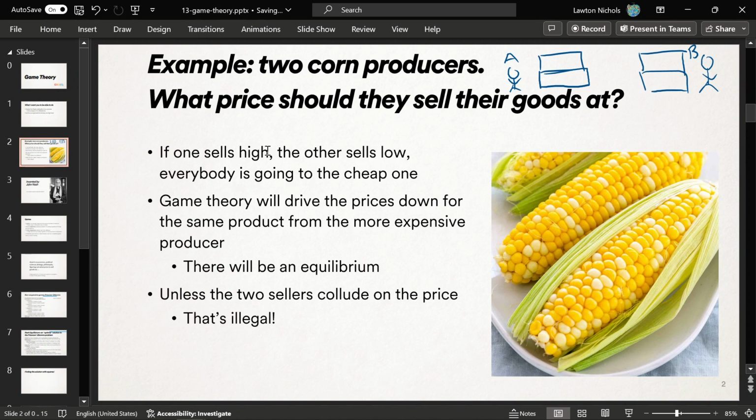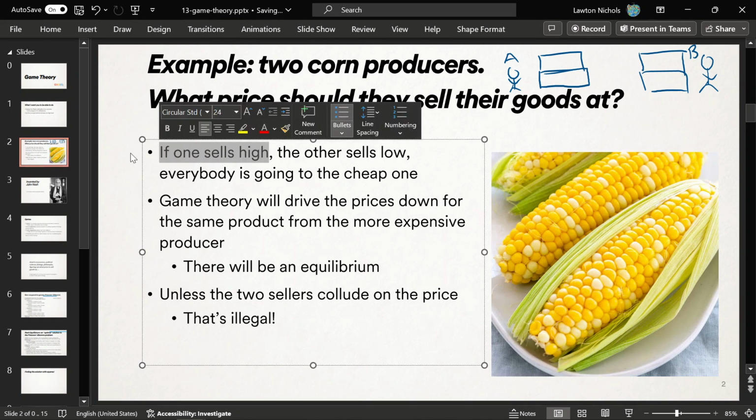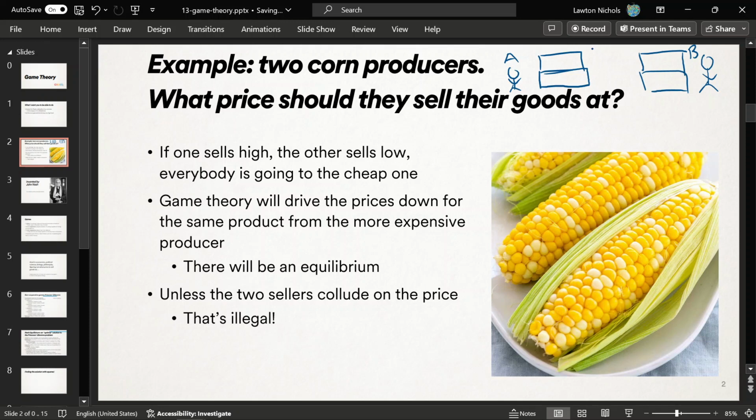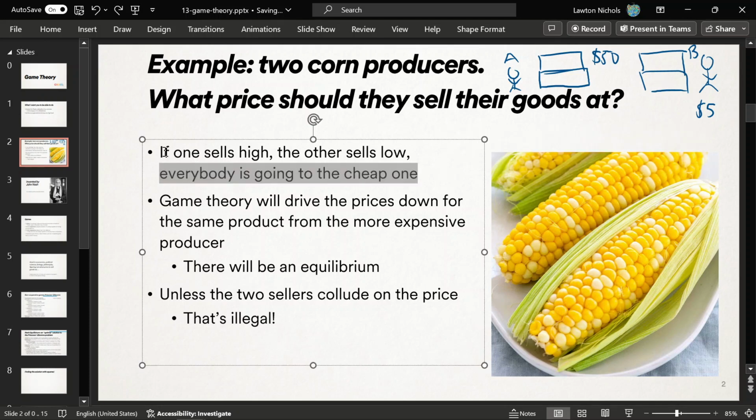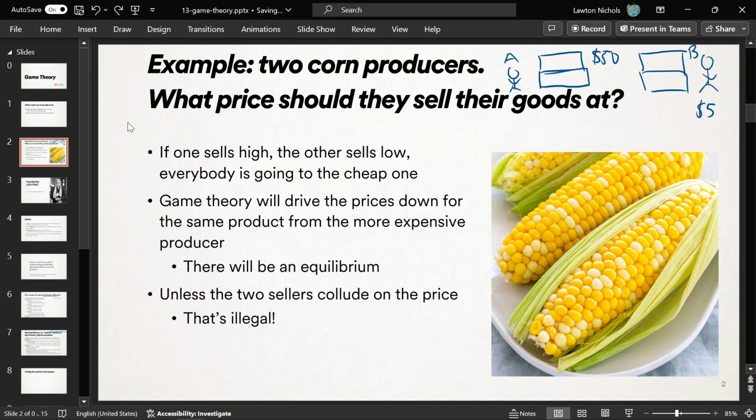If one farmer sells their corn really, really expensive, $50 per ear of corn, and then the other farmer sells their corn for $5 per ear or something, I don't know, then everybody's going to buy corn B, right? Because corn is corn, especially if they're both made in Fresno or something. So everybody's going to go buy the cheap one, right? I think that's pretty obvious.